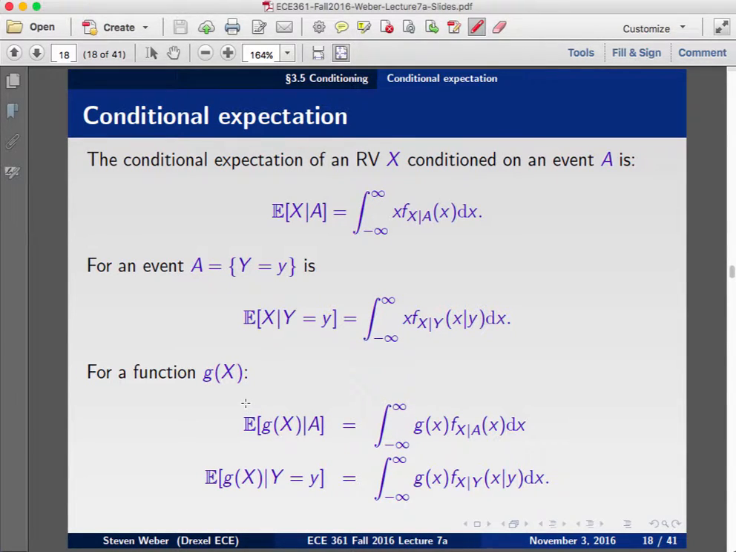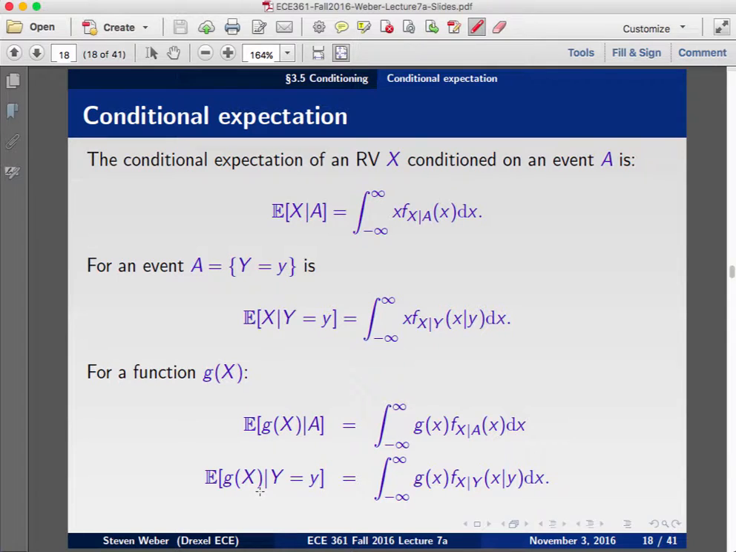If instead of just wanting to know the expected value of x, I wanted to know the expected value of some function of x, say g of x, then the expected value of g of x, given knowledge that the event A is true, is found by integrating over all possible values of x. For each value of x, I evaluate g at x and weight it by a suitable probability density function, which again in this context is going to be the conditional probability density function of x given A.